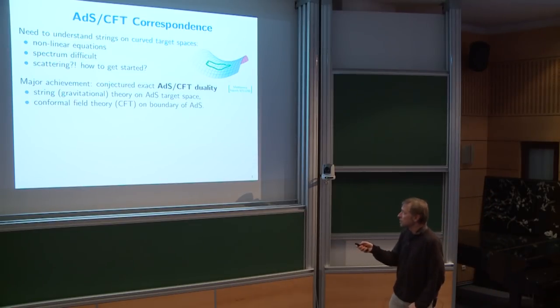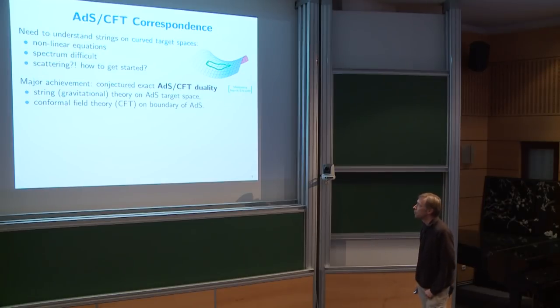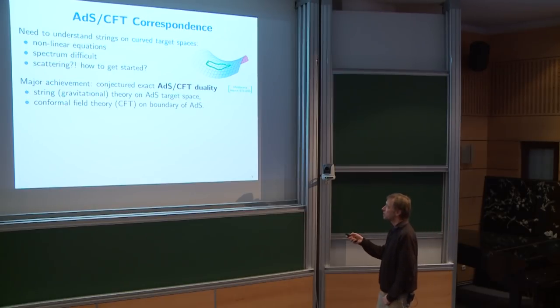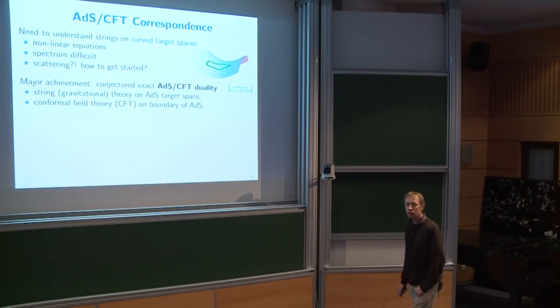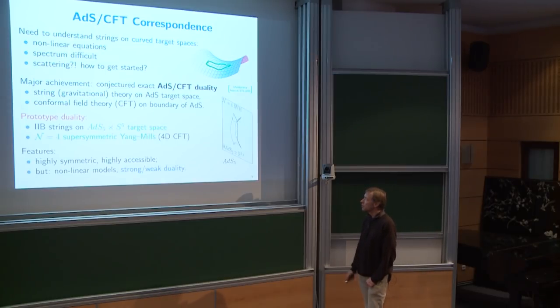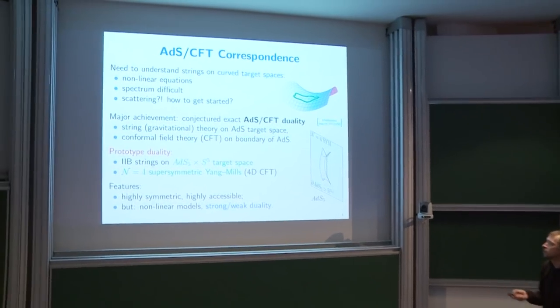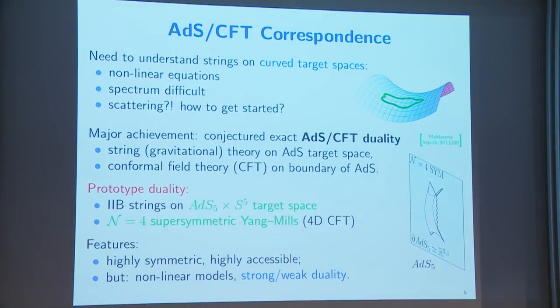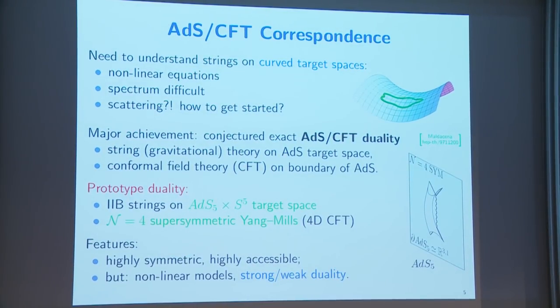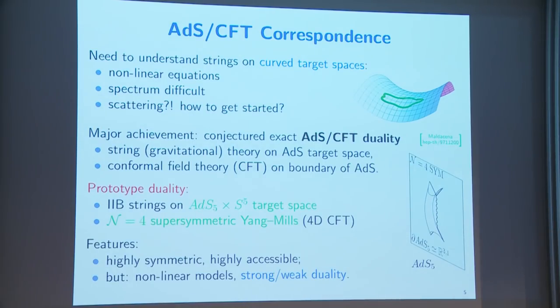So in this sense, the IHES CFT duality was a major achievement, because it relates a string or gravitational theory on some IHES curved target space to a conformal field theory on the boundary of this space-time. In this talk, I will mostly address the prototype duality between type 2B strings on IHES 5 cross S5 and N equals 4 supersymmetric Yang-Mills theory, which is one particular four-dimensional conformal field theory.